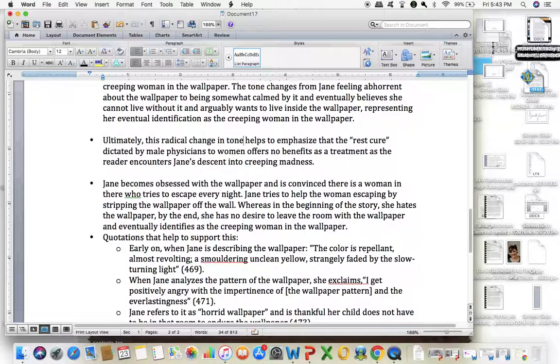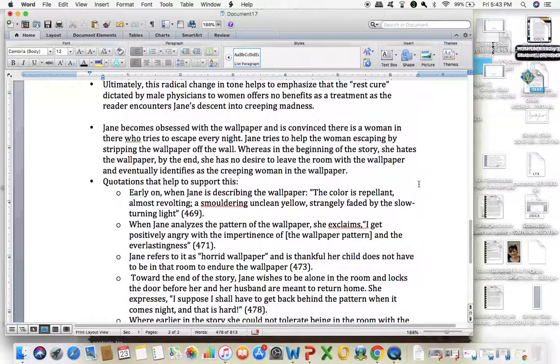And then I made some more notes down here about how this radical change, whoops, I have style here, it should say tone. Tone helps to emphasize that the rest cure, and she talks about the rest cure in this, and this is also based on Charlotte Perkins Gilman also being given the rest cure by a doctor that she names in the story, and he famously stopped prescribing it after she wrote this story. So it was socially impactful and medically impactful. But the change in tone also emphasizes that the rest cure dictated by male physicians to women offers no benefits as a treatment, as the reader again encounters Jane's descent into creeping madness.